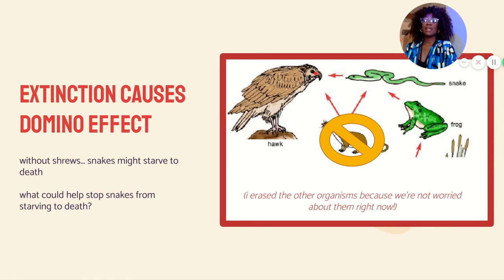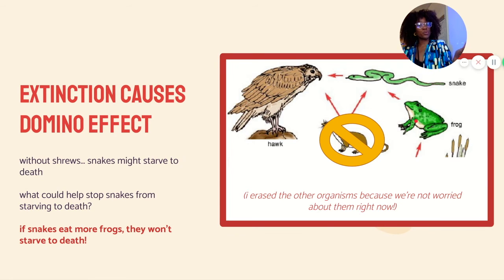Okay, so if the shrews die off, then they're no longer giving their energy to the snakes. So without shrews as their food source, snakes would only have one other food source. What is that other food source? The frog, right? Those are the two arrows that are pointing to the snake, shrews and frogs. So without shrews, snakes might starve to death. What could stop snakes from starving to death? If they ate more frogs, right? So in order for snakes to maintain their same population size, they're going to need to eat more frogs now. Because usually they would eat frogs and shrews, but if shrews are all gone, they're going to have to eat more frogs, right?